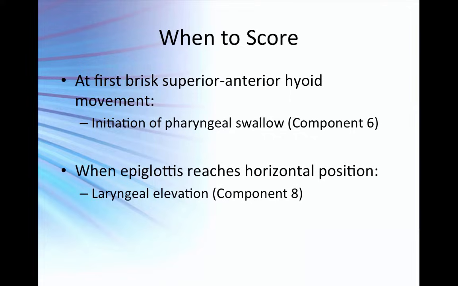However, if the epiglottis doesn't even get to horizontal, you would score approximation of the arytenoid to the epiglottic base as a surrogate for laryngeal elevation at the point where the epiglottis maximally distends. And that may not be very far, and it may not even be to horizontal.